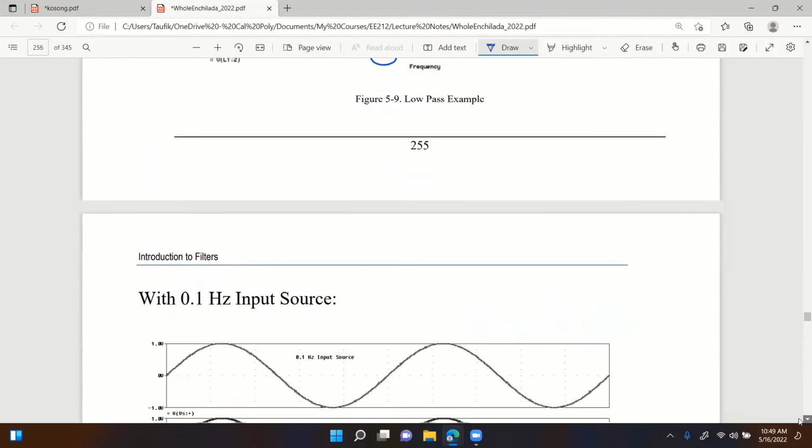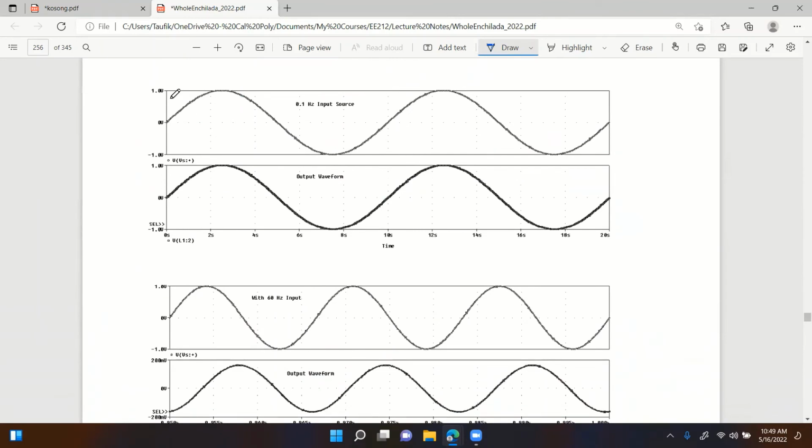Any questions? And just to show you, I put in an input voltage of 1 volt at 0.1 hertz. So that's below 10 hertz, where omega C is equal to 10 hertz. So it should pass very well. And sure enough, when I look at the output voltage, the magnitude is still 1, and we can see the gain is equal to 1 volt over 1 volt.